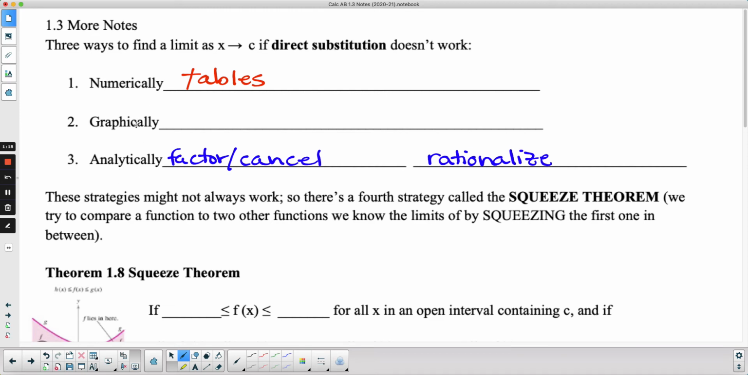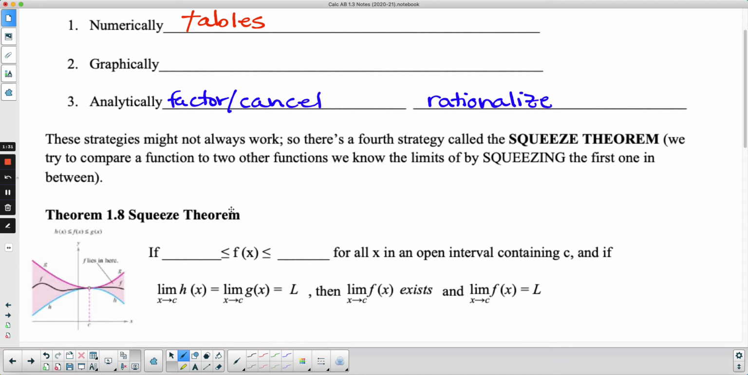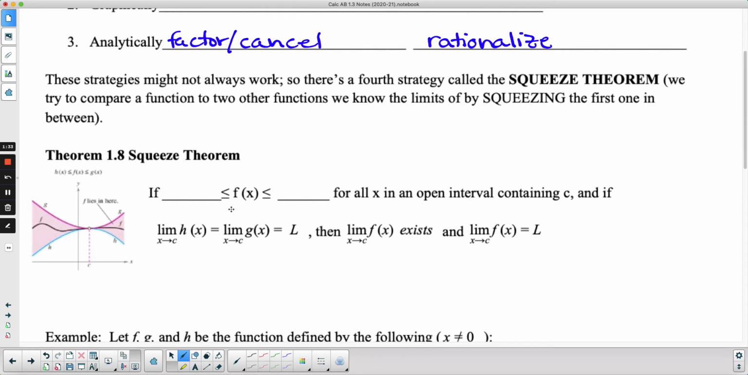Sometimes you might get a graph that's just super weird and it's hard to look at and find the perfect window for on your calculator. Tables, you might get weird numbers again, like I said, and those can be a lot of work. So there's a fourth strategy, and it's a theorem, and it's called the squeeze theorem.